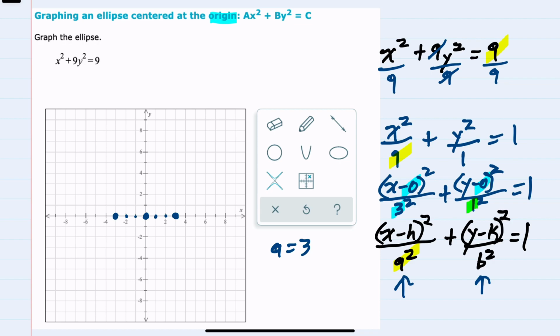And then in the y direction, that length is only 1 unit. So I would go from the center up 1 or down 1 to reach the ellipse. And now with these 4 points on the ellipse, I can sketch out the graph of that ellipse. And again, we got here by going 3 units left and right of the center and 1 unit up and down from the center.